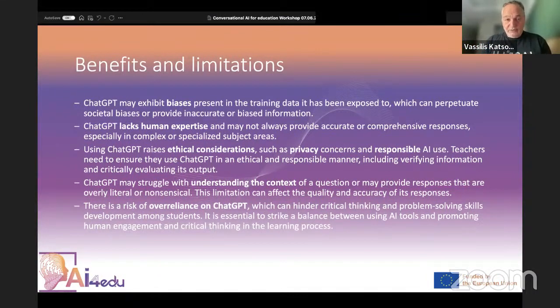There are also a few ethical considerations that relate to privacy concerns and the responsible use of AI. Sometimes it may struggle to understand the context of the question, so the prompts, the questions that we pose, affect the quality and the accuracy of the responses of ChatGPT. It's very important to train ourselves in how to challenge ChatGPT. And there is also the risk of over-reliance on ChatGPT, which can hinder critical thinking and writing your own text.